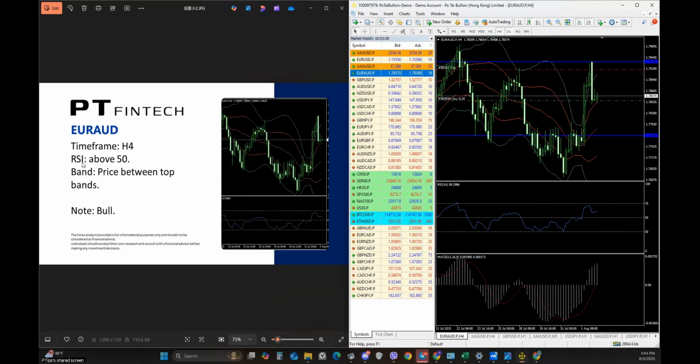Based on the H4 RSI right now, we can see that it is above 50, and with the dual Bollinger bands, prices are between the top bands. This is a very classic combination for a bullish outlook. So with H4 we are seeing bullish confirmation, and by taking a look at the MACD, we are also seeing more bullishness there as well. Overall, it is bullish based on H4.